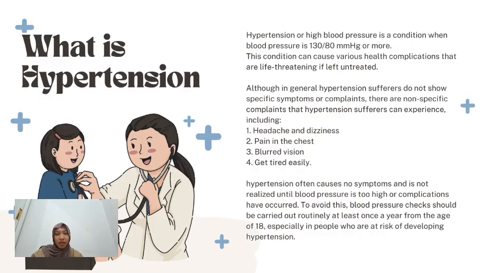What is hypertension? Hypertension, or high blood pressure, is a condition when blood pressure is 130/80 mmHg or more. This condition can cause various health complications that are life-threatening if left untreated. In general, hypertension sufferers don't show specific symptoms or complaints. There are non-specific complaints that sufferers can experience, including: 1. Headache and dizziness, 2. Pain in the chest, 3. Blurred vision, 4. Getting tired easily.